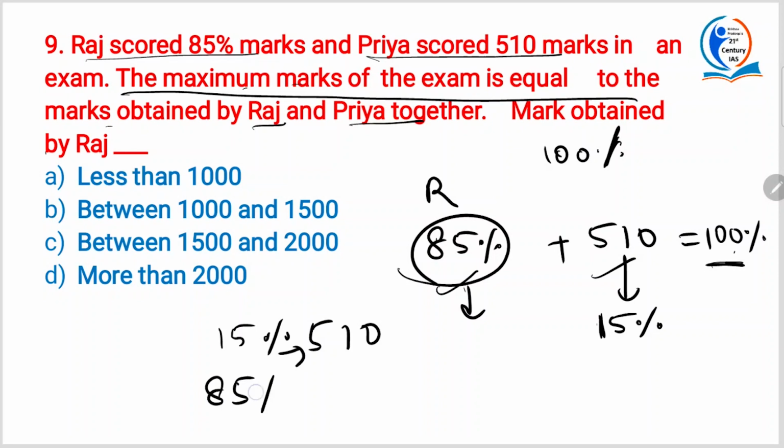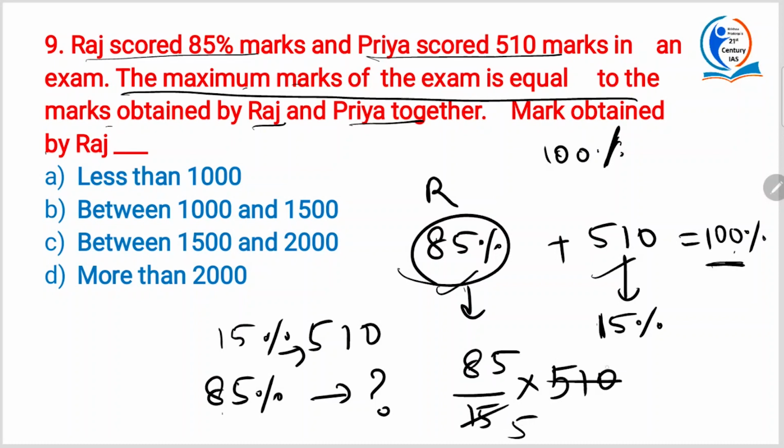It is 85%. 85% is how much? When 15% is 510, then 85% is how much? It is 85 by 15 into 510. 3 5s are 15, 3 1s are 3, 3 7s are 21, 0. 5 1s are 5, 5 3s 15, 5 4s 20. Okay, so 85 into 34. So 85 into 34, how will I write? 85 into 30 plus 85 into 4.